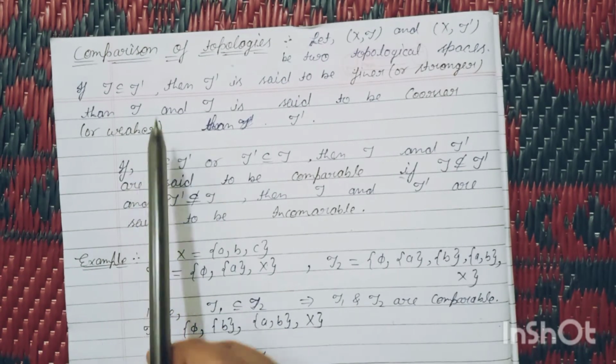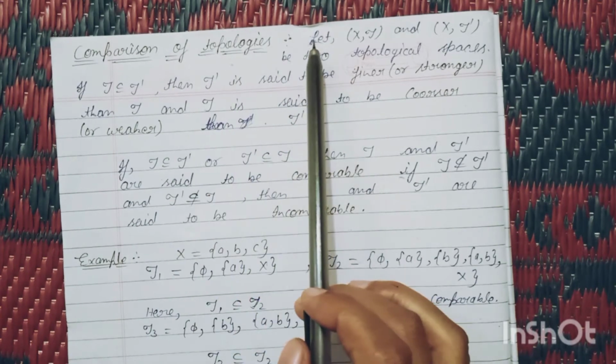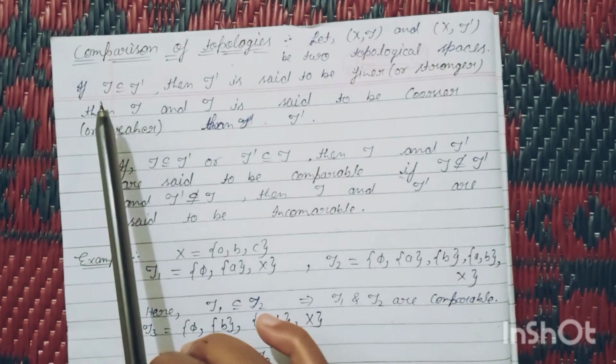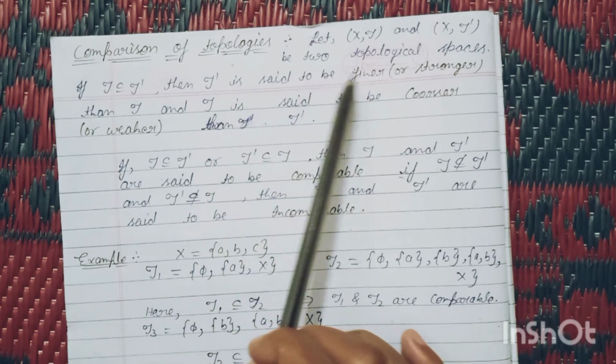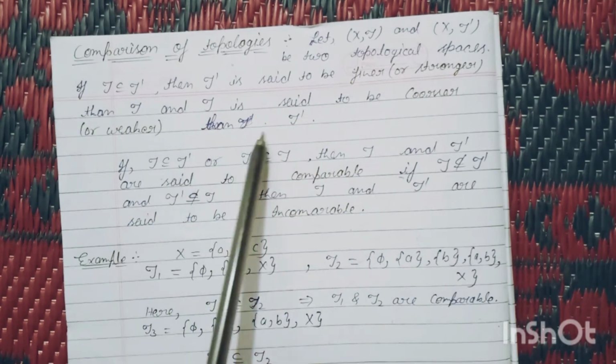In this video, I will explain the comparison of topologies. So what is the comparison of topologies? Let (X, T) and (X, T') be two topological spaces. If T is contained in T', then T' is said to be finer or stronger than T, and T is said to be coarser or weaker than T'.